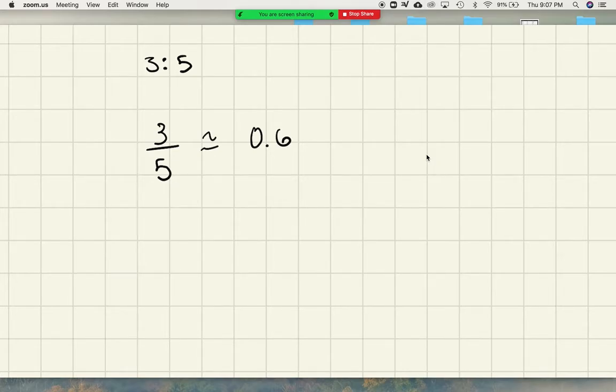It just means that for every 3 girls that I group together, I can group together 5 boys. But I could do those groupings more than one time. So I could have 6 to 10. So I could have 6 girls and 10 boys, which means I would have 16 students. But if I divided this, 6 divided by 10 still gives you 0.6, like if you do that in the calculator.